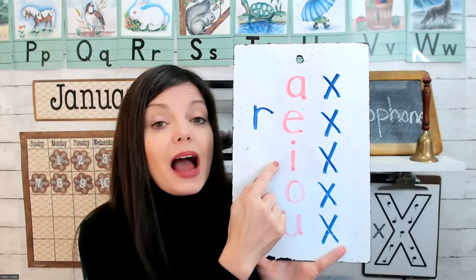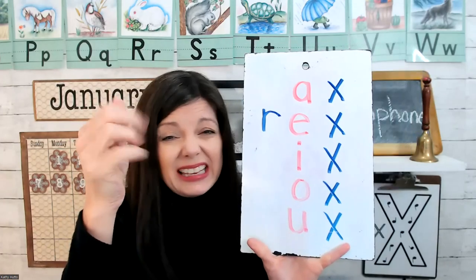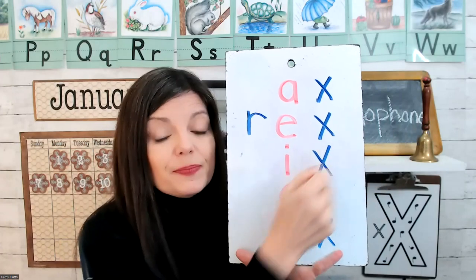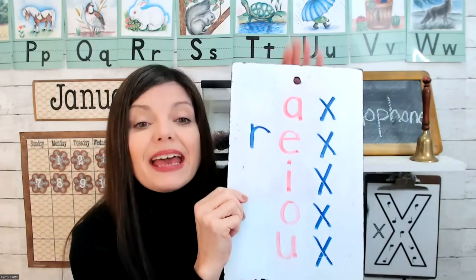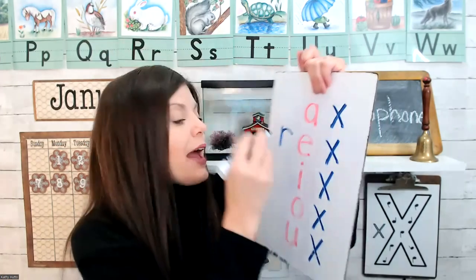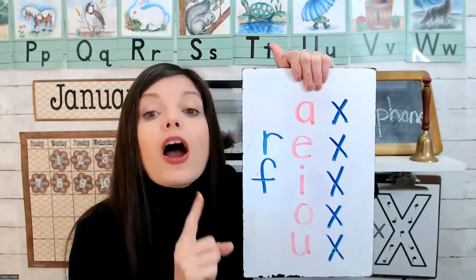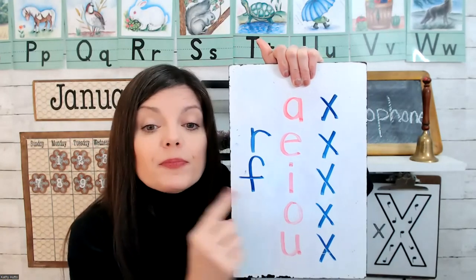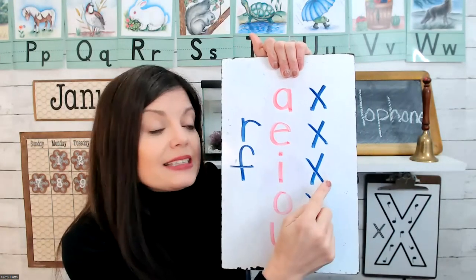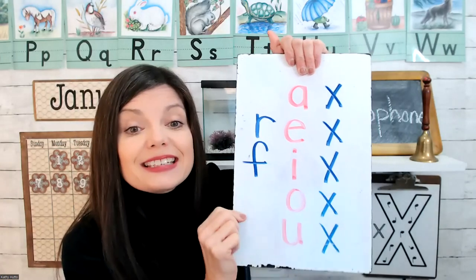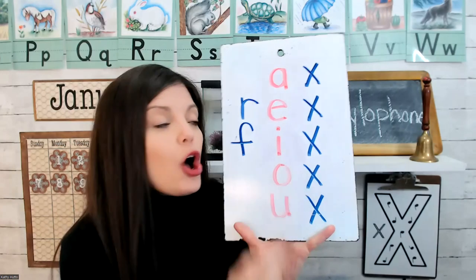I-X. I says i, like an icky sticky lollipop. I-X. X. Let's put a letter F in the front. I know what letter F sounds like. F, f, f, f. F, ix. Fix. Next we have OX.